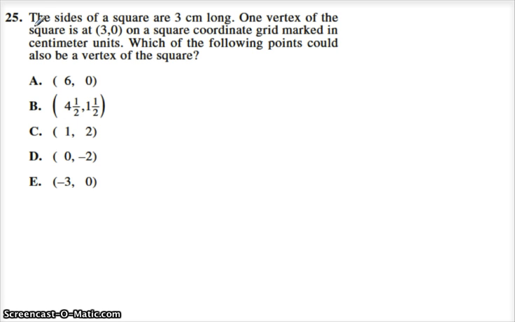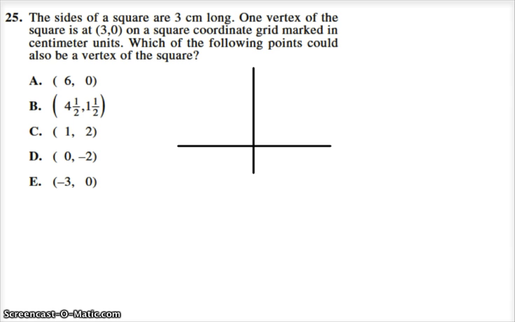So we start off with number 25. We know that the sides of a square are 3 centimeters long. One vertex of the square is at (3, 0) on a square coordinate grid marked in centimeter units. That just means we have an xy plane. So if I draw it like this, and we know that (3, 0) is one of the points, or one of the vertices for our square. So they're asking which of the following points could be a vertex of the square.